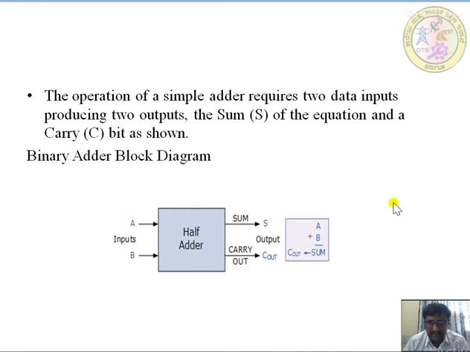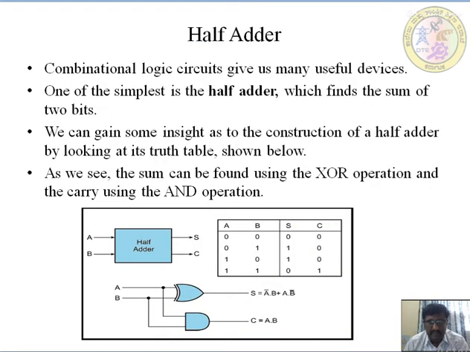Next, in the half adder, we'll go through it bit by bit. What is this half adder? Combinational logic circuits give us many useful devices. One of the simplest is the half adder, which finds the sum of 2 bits. We can gain some insight into the construction of a half adder by looking at its truth table. As we see, the sum can be found using the XOR operation and the carry using the AND operation.